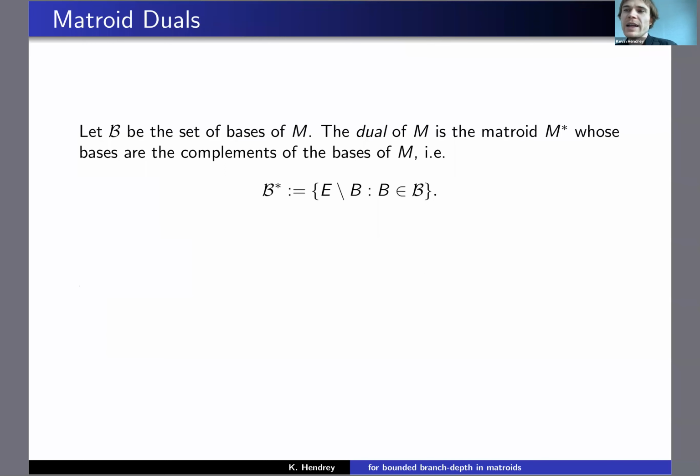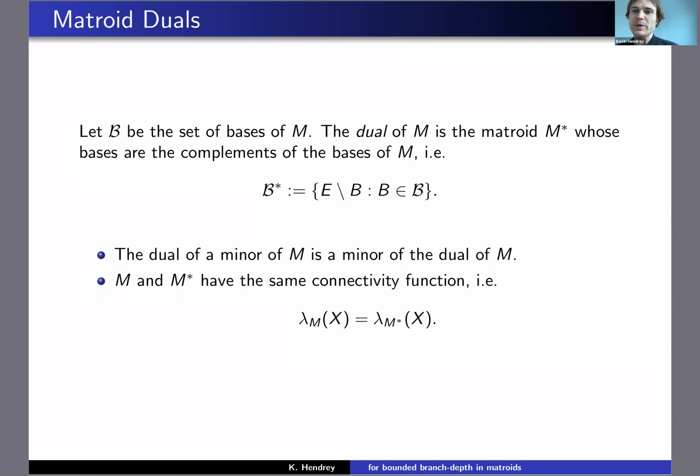Okay, and another basic definition. If we consider the set of bases of the matroid, so the maximal independent sets, then there's a notion of duality. The dual of a matroid M is the matroid whose bases are the complements of the bases of M.